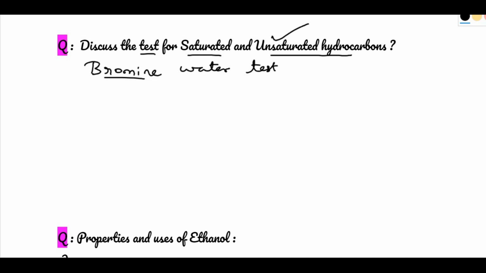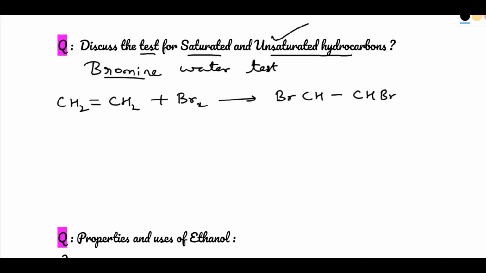When ethene, that is CH2=CH2, is mixed with bromine water, it forms BrCH2-CH2Br. Its name is 1,2-dibromoethane. CH2 remains. Why? Because only one bond is broken. That bond contributes one electron to both carbon atoms which hold the bromine.